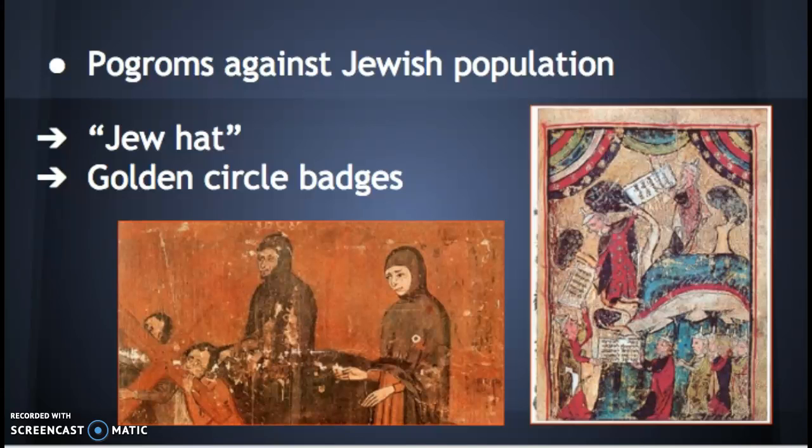You also have a lot of racism against the Jewish population. Not that that's a race, but against the Jewish population. They were required to wear something like a Jew hat. If you look at this image here, essentially it's like a funnel on the head and golden circle badges to denote that they were Jewish. Kind of reminiscent of World War II, right? With Hitler. Certainly the Jewish population has been persecuted for centuries and centuries. It didn't happen first in World War II. It is a very common thing to use the Jewish population as a scapegoat. So certainly that happens again here with the Black Plague.